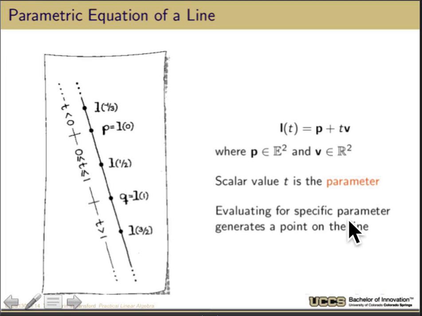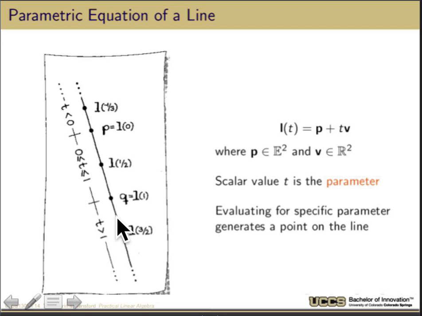So let's talk about the parametric equation of a line. This is one of the easiest representations to work with. It is commonly used in graphics because it is easy to use to generate points on the line. So given some point and some vector, we can define the line as the point plus t times the vector, where t is a parameter that specifies where we are on the line, hence the parametric representation, because t is our parameter.